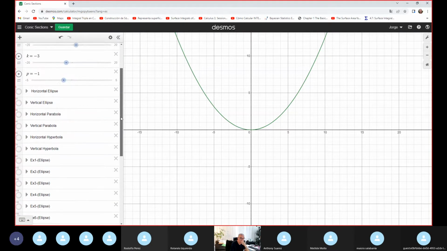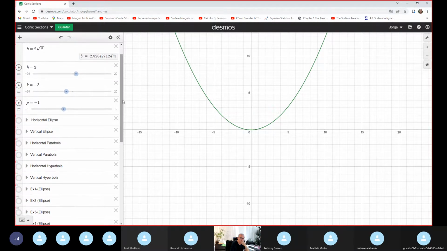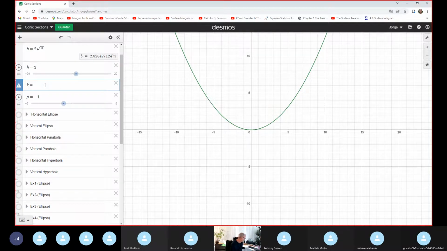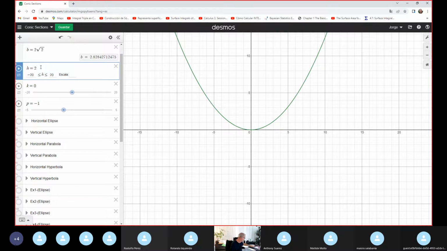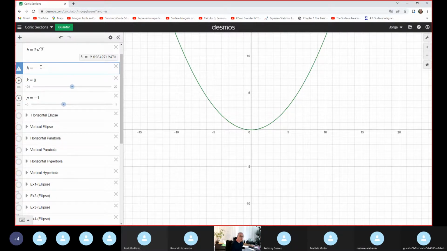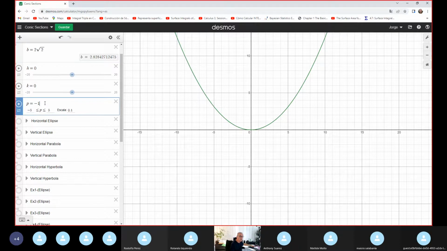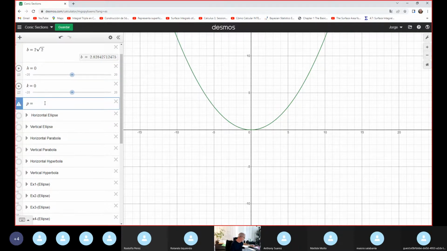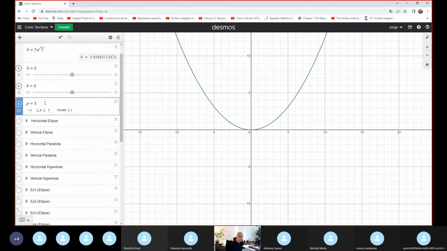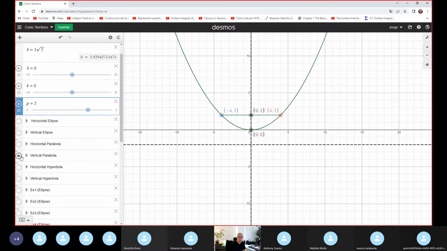However, the point you identify, wow, it's a vertical parabola, no? It's vertical. And P is 2. And H and K are 0. It's in the origin, H and K are 0, 0. And P is 2. Positive 2. It's vertical. No ellipses, sino parabola. Vertical. Boom.